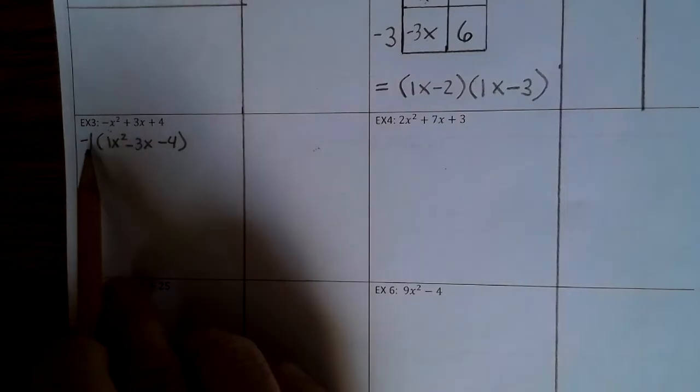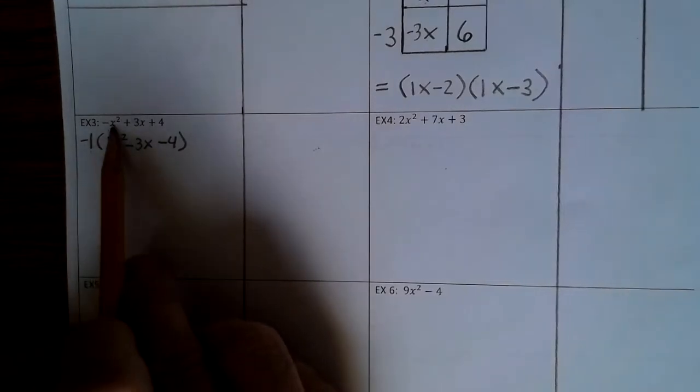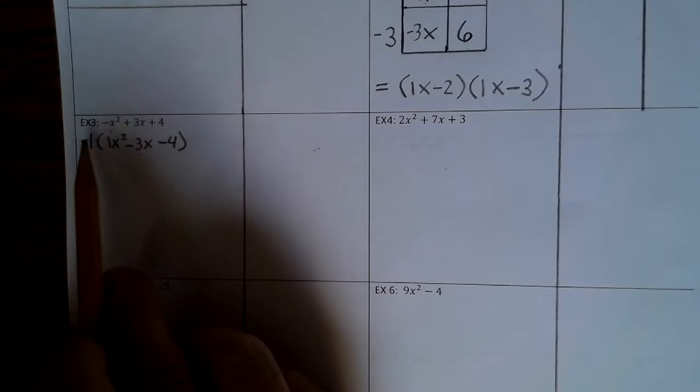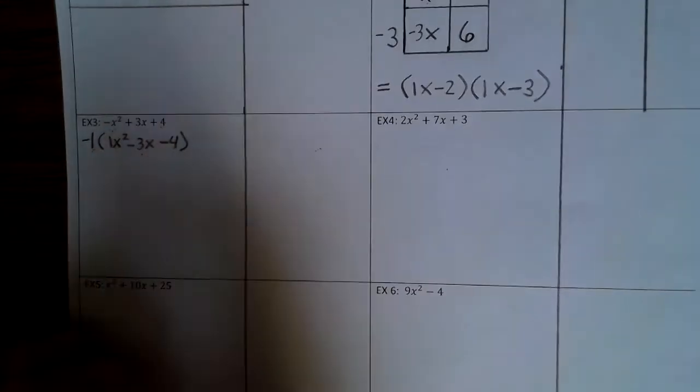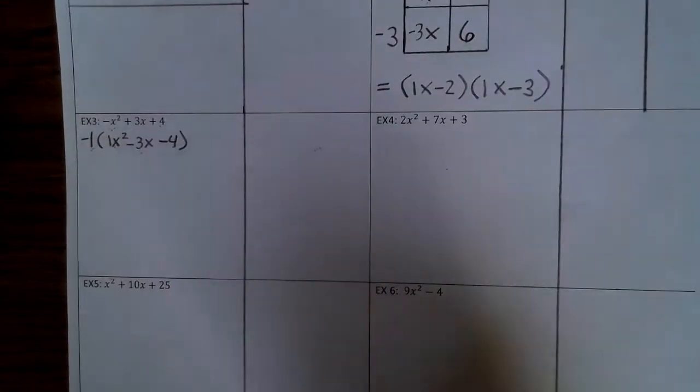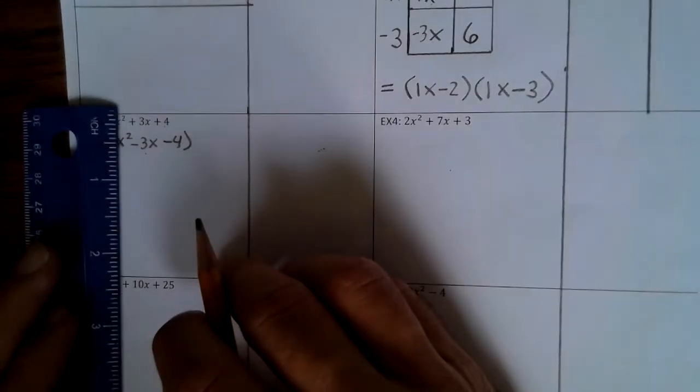And you can see that this factors correctly because negative 1 times 1x squared is negative x squared. Negative 1 times negative 3 is a positive 3. And negative 1 times negative 4 is a positive 4. Okay? Now we're going to factor using the reverse box method.